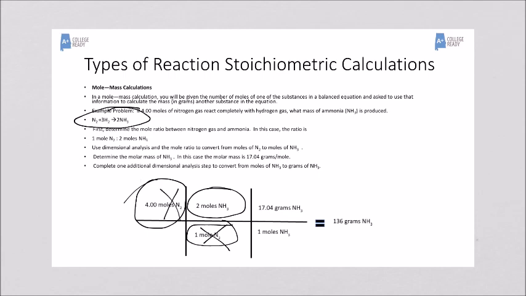Now if we stopped at this point, we would get moles of ammonia, but we want the mass of ammonia. So next we need to find the molar mass of ammonia. 1 mole of ammonia contains about 17.04 grams of ammonia. So that's another conversion factor. The mole portion has to go on the bottom so that moles of ammonia will cancel out. Now we multiply across the top, divide by the bottom, and we find out that when 4 moles of nitrogen react with extra hydrogen, we'll expect to produce about 136 grams of ammonia gas.